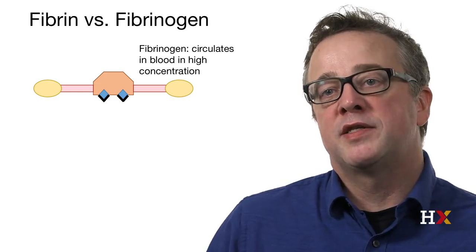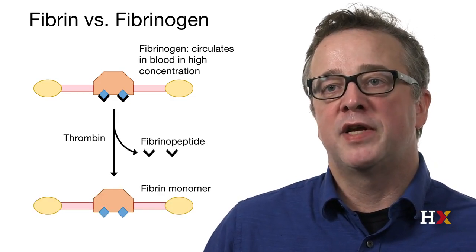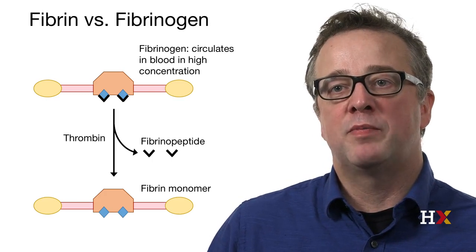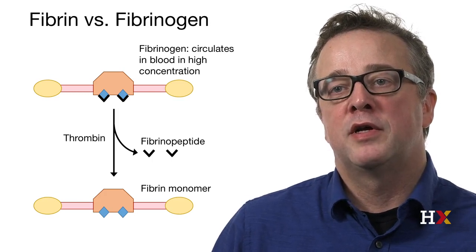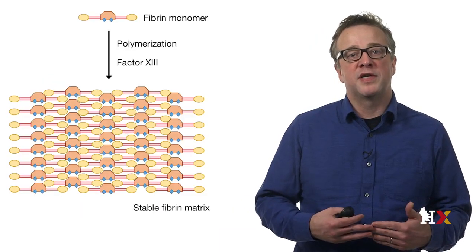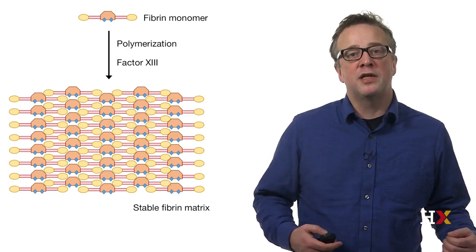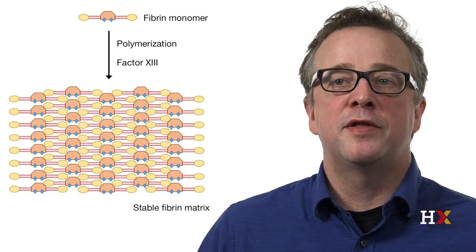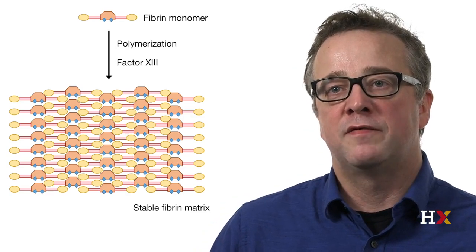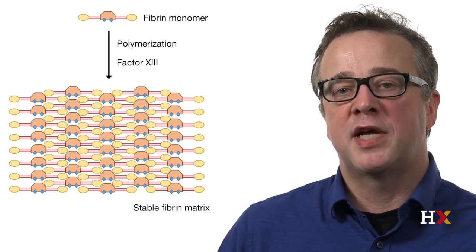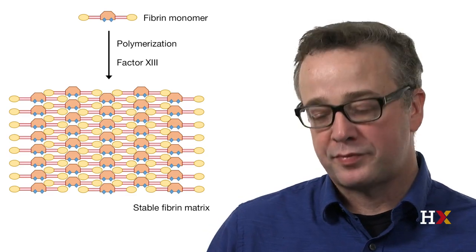In the presence of damage to a blood vessel, an enzyme called thrombin will activate fibrinogen, will cleave some small peptides from it called fibrinopeptides, and then this will form a fibrin monomer. The fibrin monomer then undergoes a polymerization reaction. So the fibrin monomers undergo this end-to-end formation of a chain to form a fibril. And then there's another enzyme that gets involved called factor 13, and factor 13 serves to cross-link the fibrin strands. And this provides a very stable matrix, a very stable net that causes blood to clot.